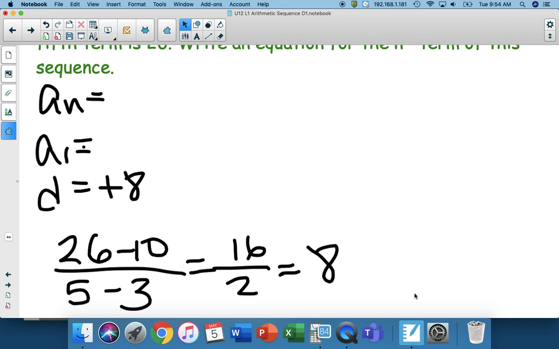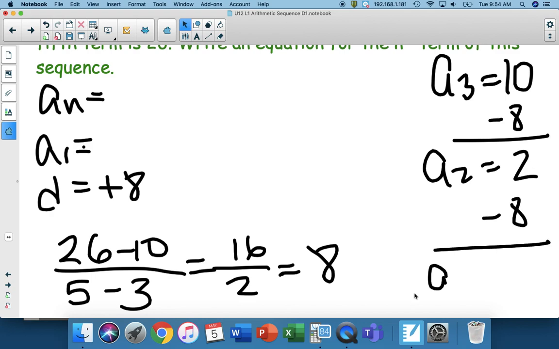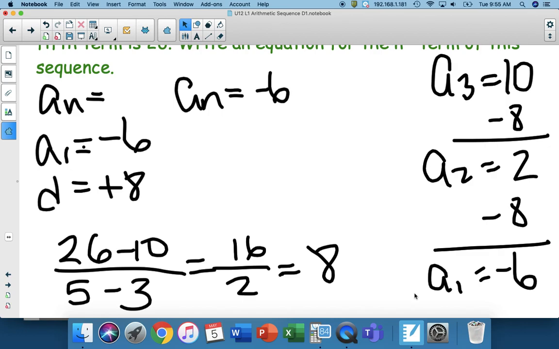Okay. Now we've got to work backward. So we know that our third term, our A3, is 10. So we have to subtract 8 to get A2, which is 2. And then we have to subtract 8 again to get A1, which is 2 minus 8, negative 6. So our first term is actually negative 6, okay? All right, now we can just write our formula. I'm going to put it over here. AN equals negative 6 plus n minus 1 times 8.